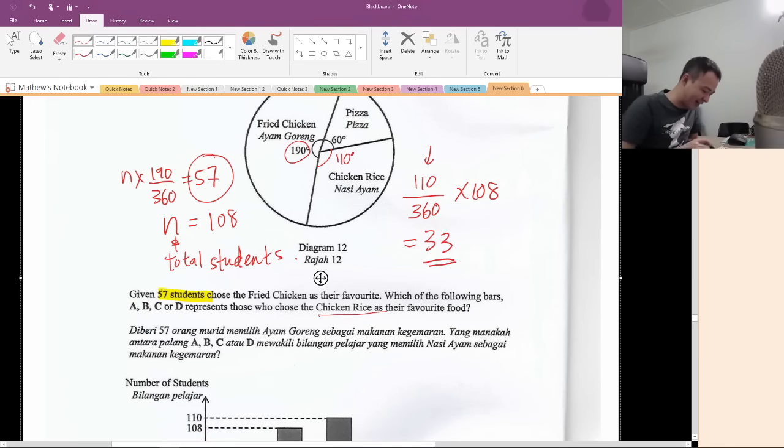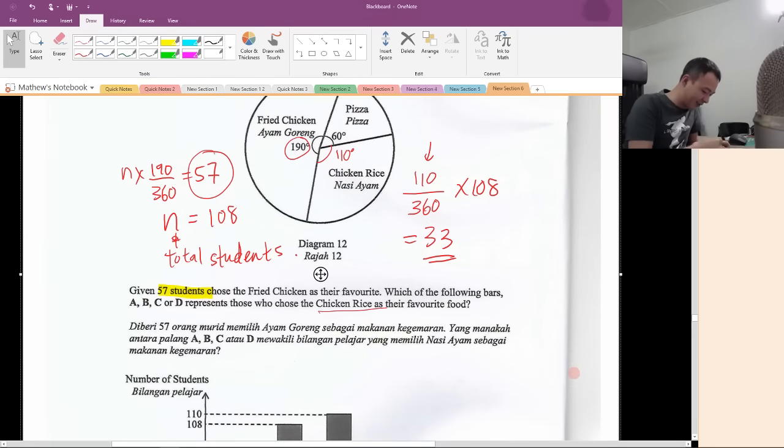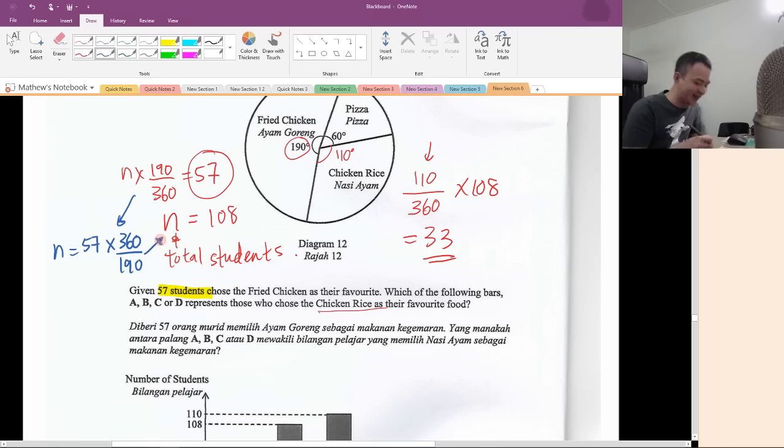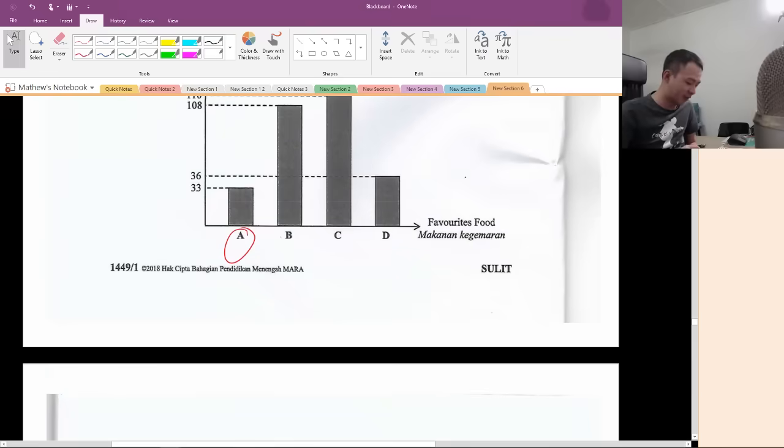Okay, maybe I skipped too much. Okay, this one I skipped one step here. So what you can do over here is you move the 360 to the other side, you will get this thing. Then you type in the calculator, you will get n equals 108. Okay, so I move on to the next one.